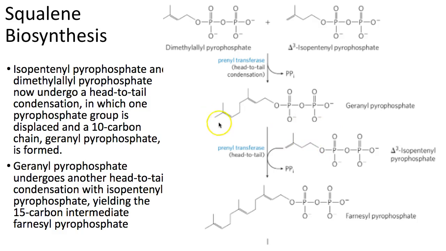It's another head to tail, where this carbon at the head attaches to the tail of this molecule. And so now we have a total of 15 carbon chain, which is utilizing 3 of the activated isoprene. And so now, okay, we got 3 in there. We got 3 more to go.